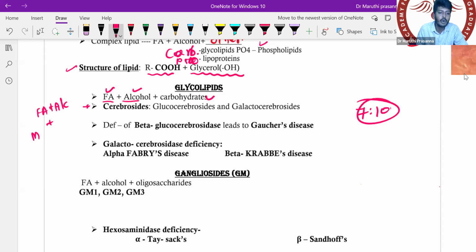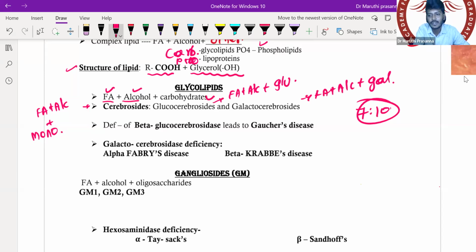Along with that, if you have a monosaccharide, tell me some examples for monosaccharides. Very good. That is your glucose, fructose, and also your galactose. Okay, so let's look at this. Glucocerebroside is a combination of fatty acid plus alcohol plus glucose. If glucose is present, then we will call it a glucocerebroside. If fatty acid plus alcohol plus galactose is present, we will call it a galactocerebroside.